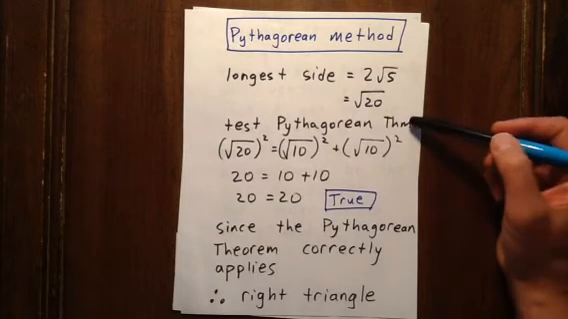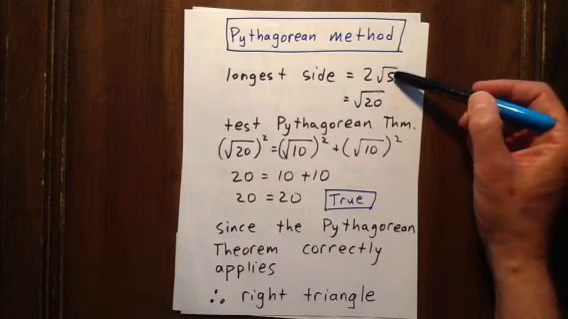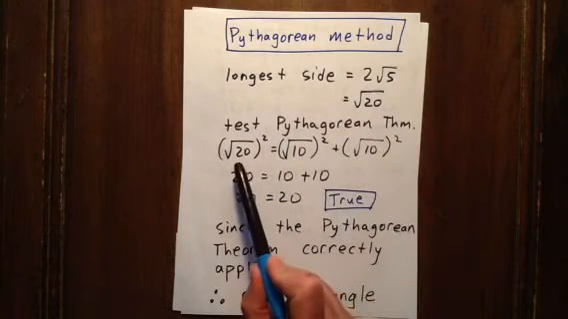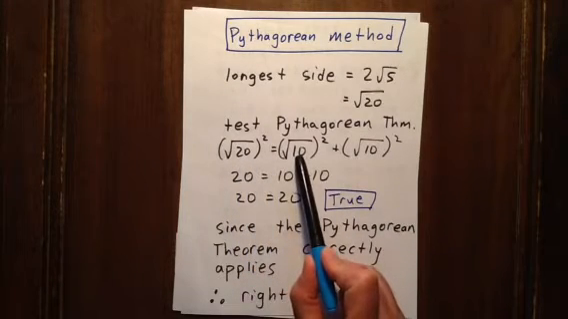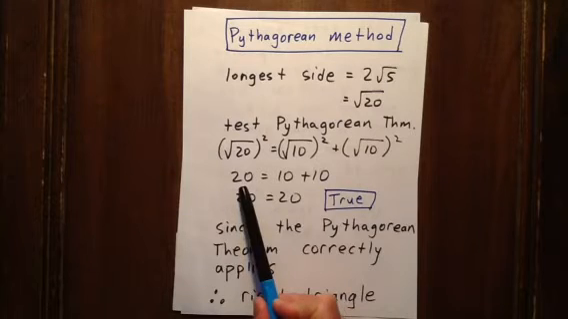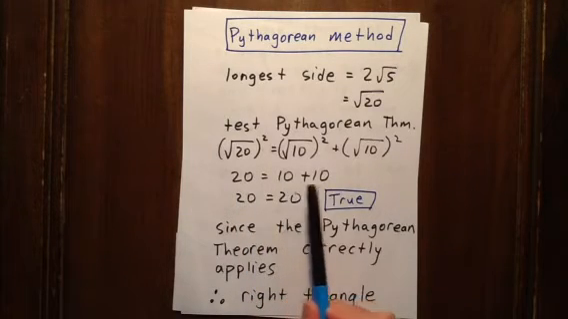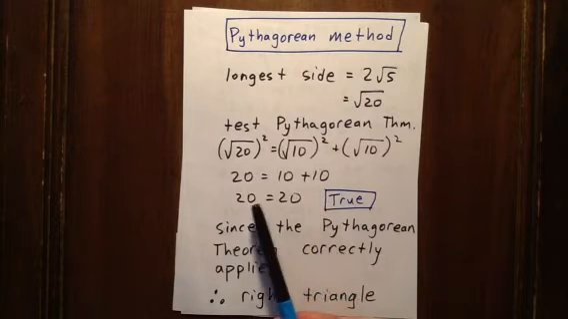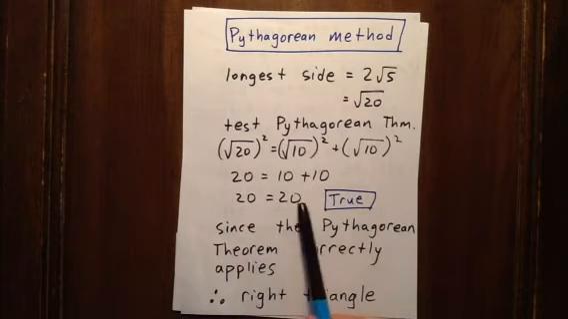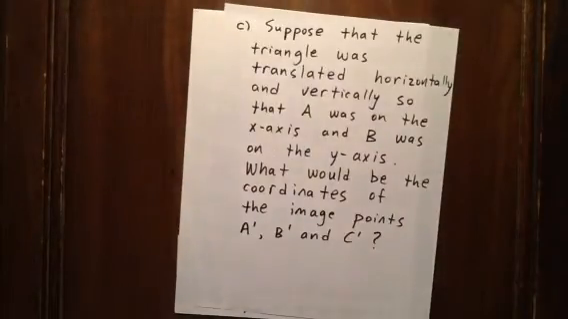And so what we're going to do is test this Pythagorean theorem. We know that the longest side is 2 root 5, which is root 20. And so we're going to test to see whether root 20 quantity squared equals root 10 quantity squared plus root 10 quantity squared, because those were the side lengths of the two smaller sides. Well, root 20 quantity squared is 20, root 10 quantity squared is 10, and again root 10 quantity squared is 10. And since 20 equals 20, we see that we have c squared equals a squared plus b squared, which means we have a right triangle. Okay, so that's the Pythagorean method of showing that we have a right triangle.